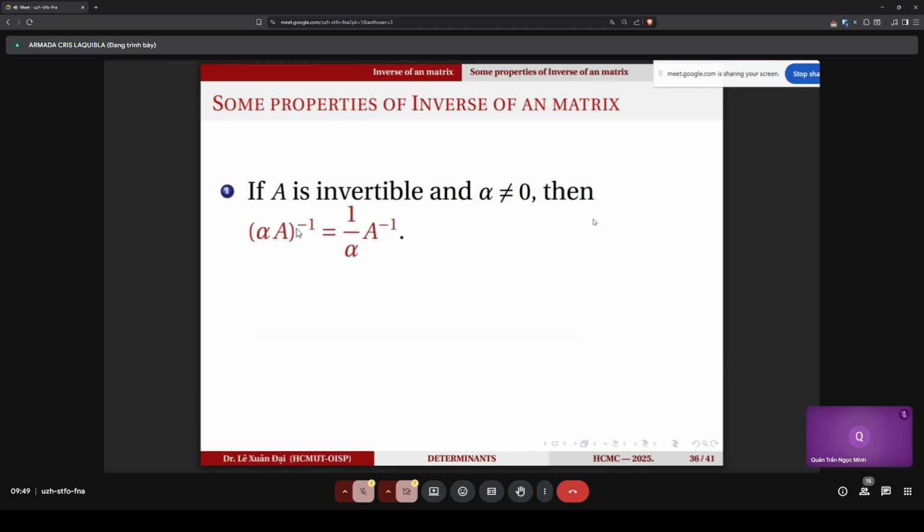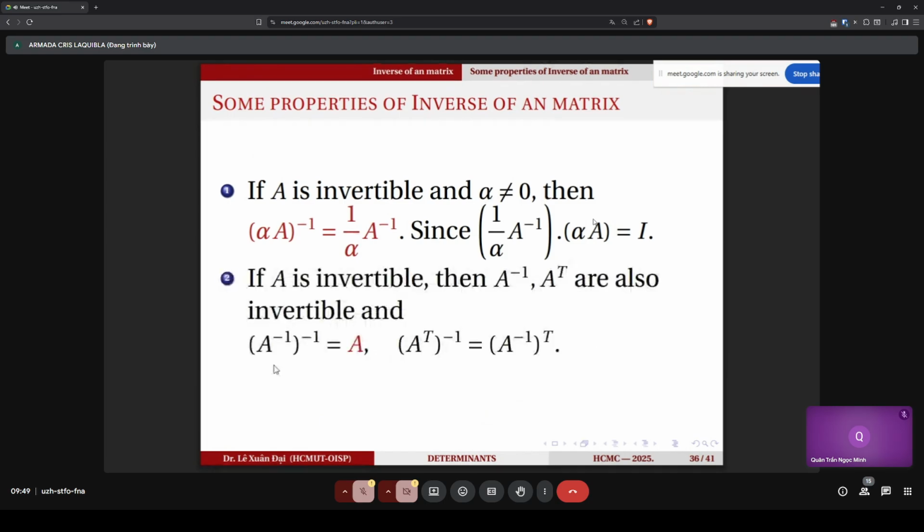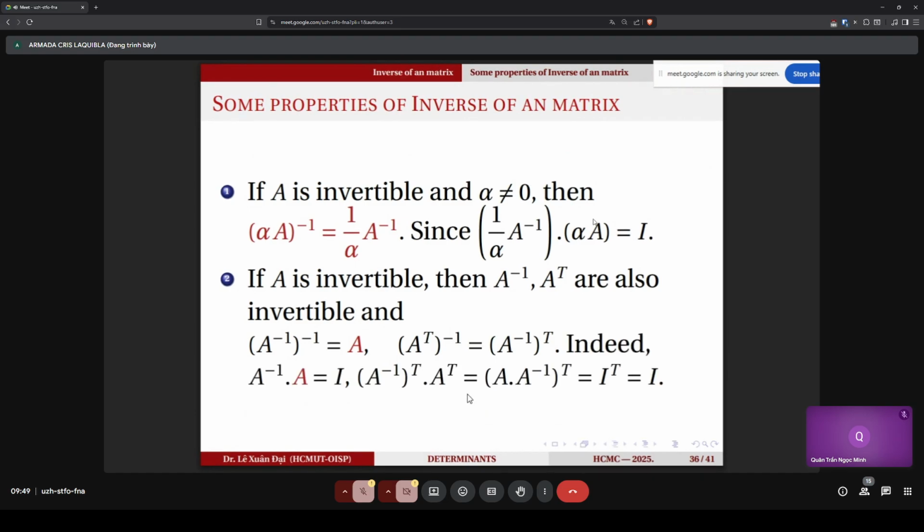And the inverse of alpha A is equal to 1 over alpha times A inverse. That's the reason. And the inverse of A transpose is A inverse transpose. If you get the inverse of that, it's the A inverse transpose.